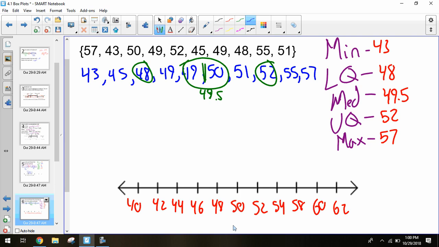So I found my minimum was 43. So I need to find 43. I'm going to put a little tick mark. I'm going to find 48. I'm going to put another tick mark. There's the numbers. Then I can go to 49 and a half. 52. And then 57. So these are my main data points that I want to focus on for my box plot.